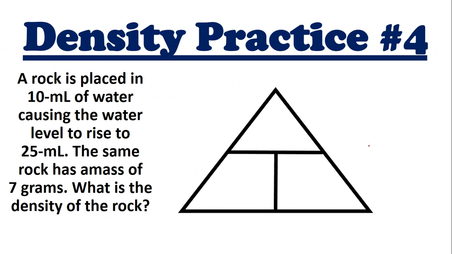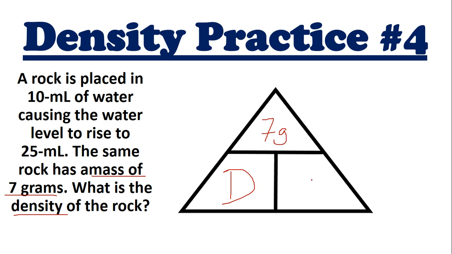All right, the last density problem. It says a rock is placed in 10 milliliters of water, causing the water level to rise to 25 milliliters. The same rock has a mass of 7 grams. What is the density of the rock? First thing we need to figure out, what are we trying to find? We're trying to find density. So we're going to leave D in the triangle. On the top goes our mass. According to our problem, it says mass of 7 grams.